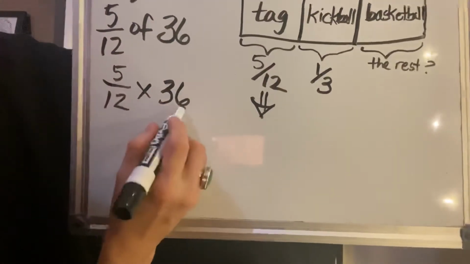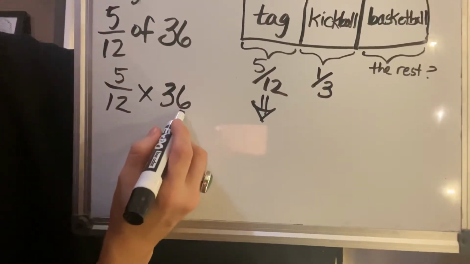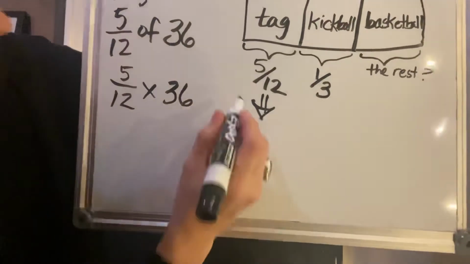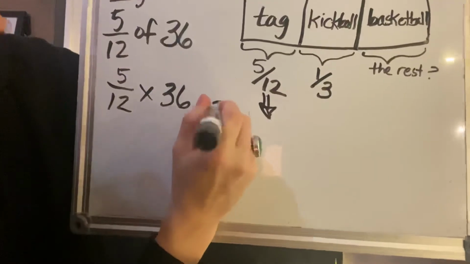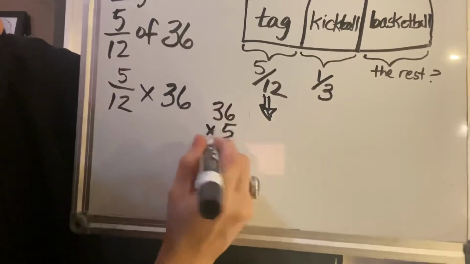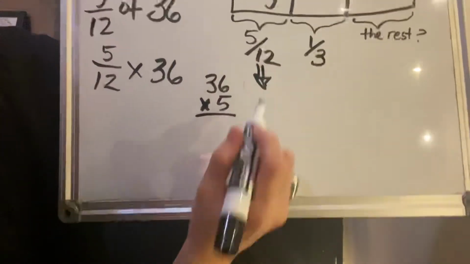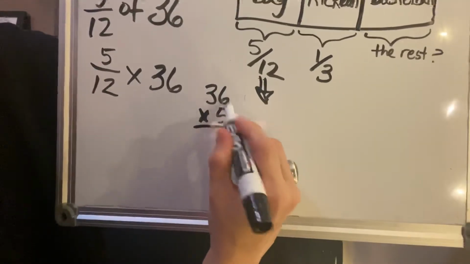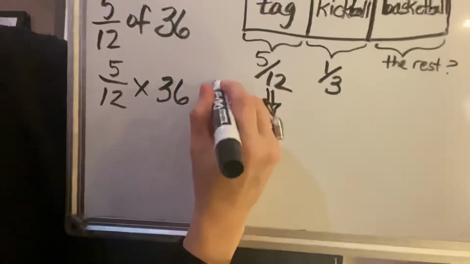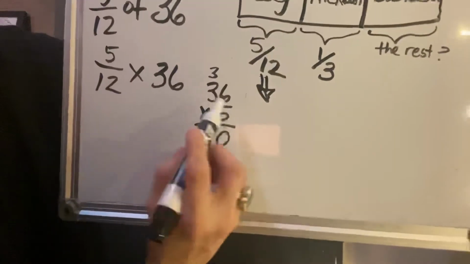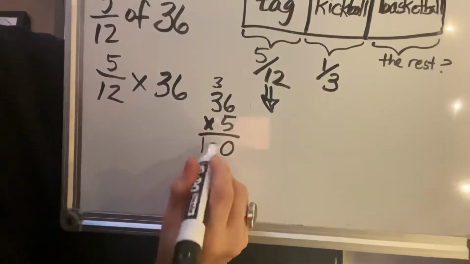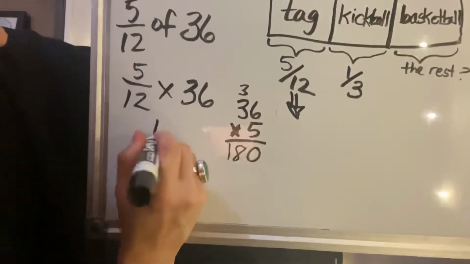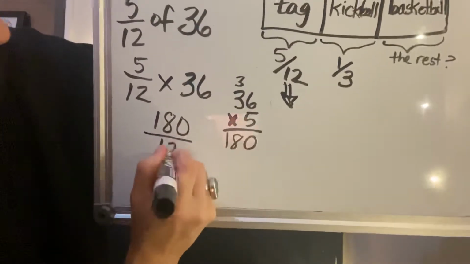36 times 5, 5 times 6 is 30. Let me just show you. I know some of you are doing it in your head the way I am, but it'll be quick for those of you who would like to see it written out. Let's just do it quick. 6 times 5, 30. 0, carry the 3. 5 times 3 is 15 plus 3, 18. Bam, 180. So you've got 180 divided by 12.